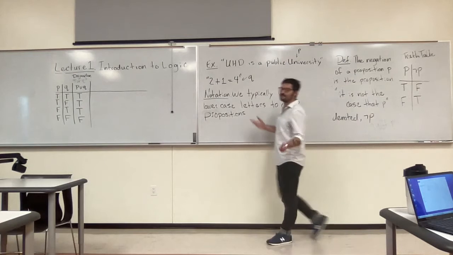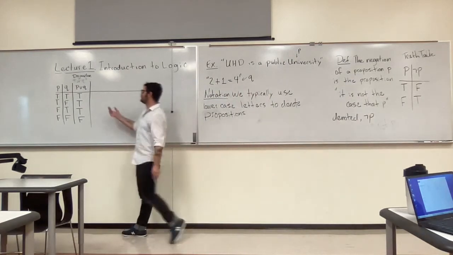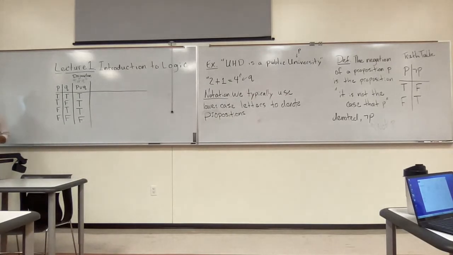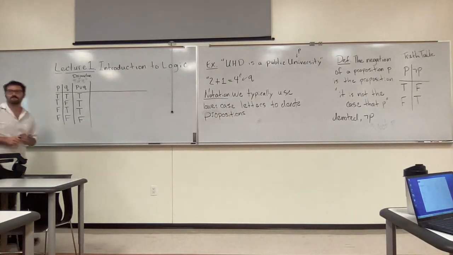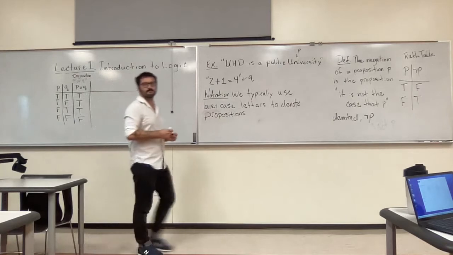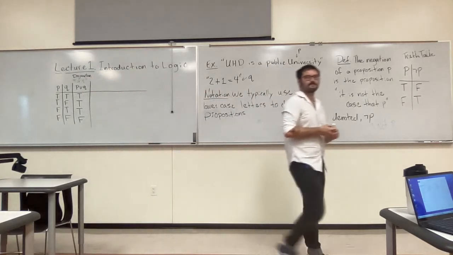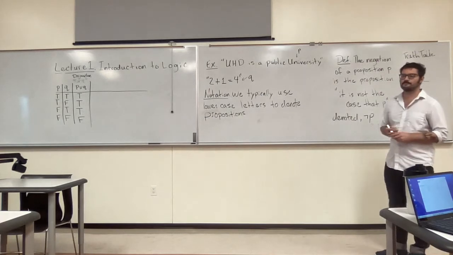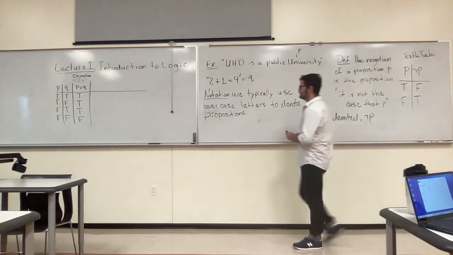So how would you define it? Someone tell me how you define the disjunction between P and Q. If both of them are true, then that one is going to be true. If only one of them is true, then it's going to be true. And the last one, if both of them are false, it's going to be false.